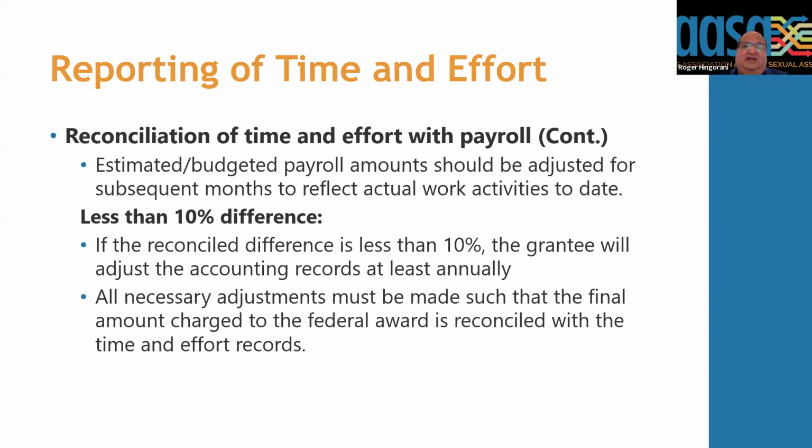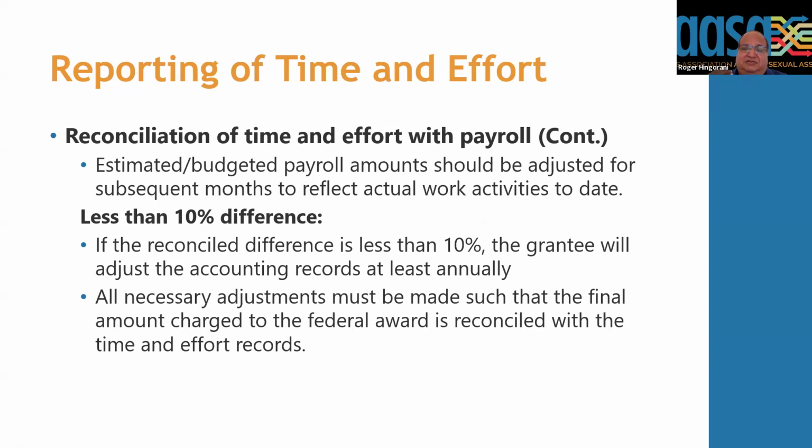And this could be the other way around too. They were budgeted 30%, but they ended up working 50% of the time, which means that now you need to make sure that their budget is changed to 50%, because they're working 50% of the time for the time and effort.